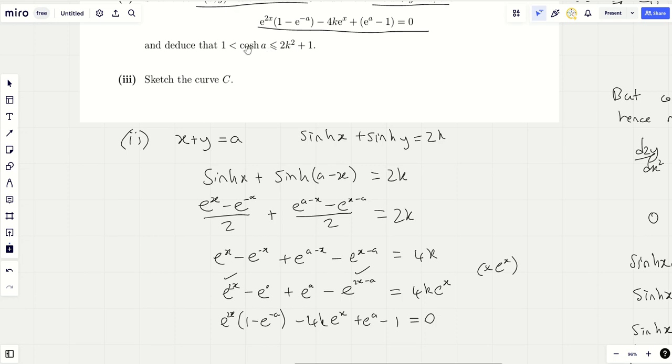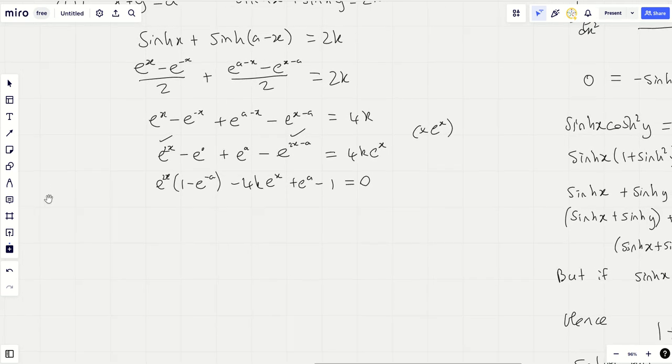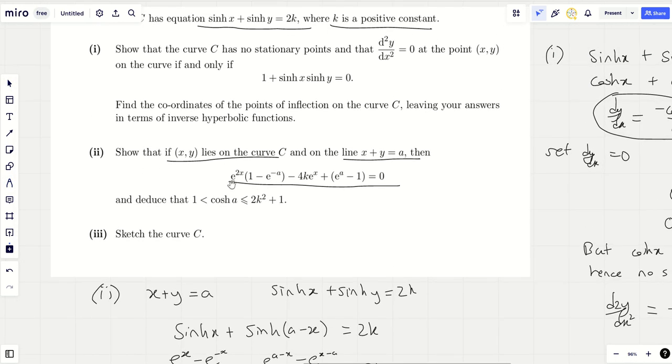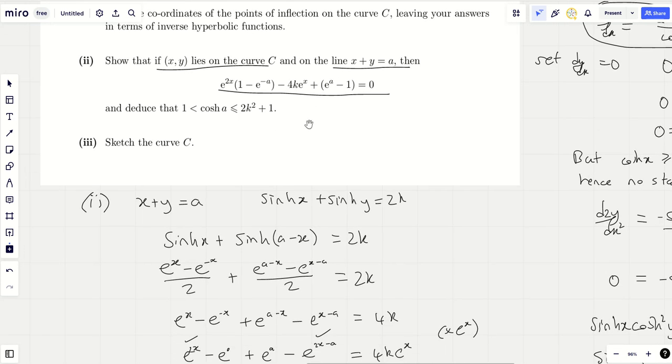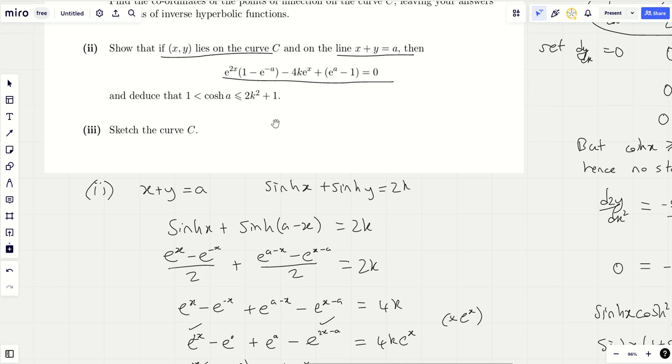Okay, hence deduce that 1 is less than cosh a, which is less than or equal to 2k squared plus 1. Well, my immediate thought here was, how do you start with a quadratic equation, but in e to the x, a quadratic in e to the x, and end up with an inequality?